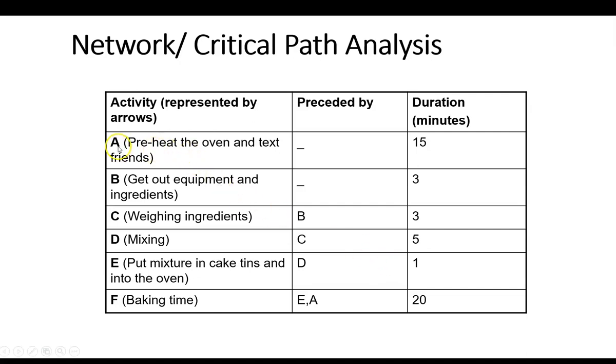You're given the activities with their letters. You're told if any activities must wait for another one. So activity C, weighing out ingredients, must wait until all the equipment and ingredients are out. And mixing, activity D, must wait until the weighing of the ingredients is finished. Occasionally things need to wait for both activities, for more than one activity to have finished, and you'll see that in the diagram in a moment. And then here we are given an estimate of the length of time it will take.